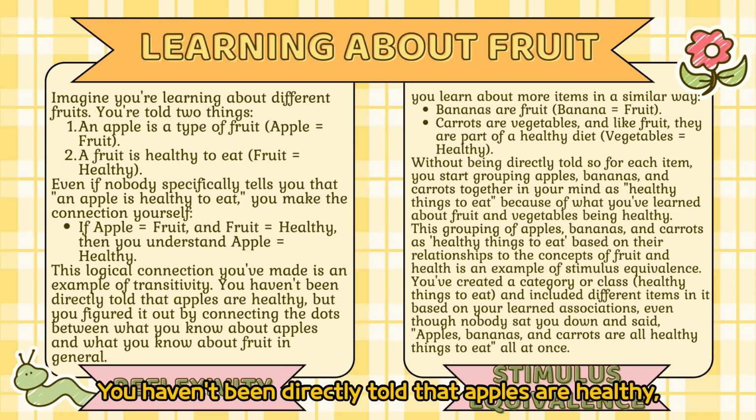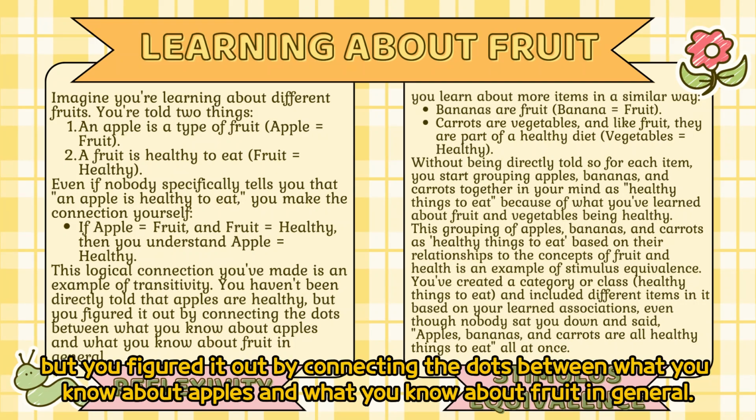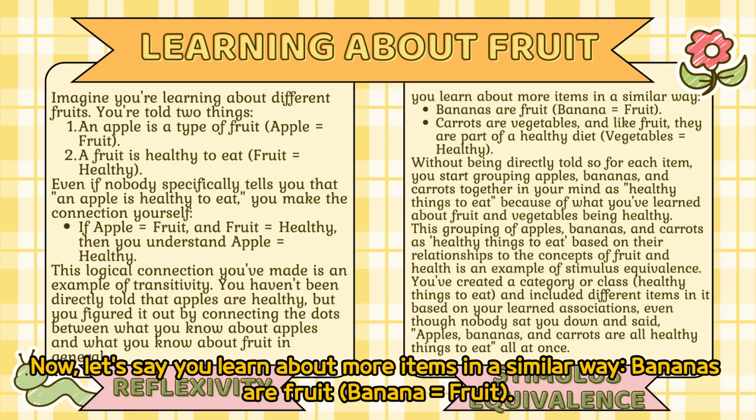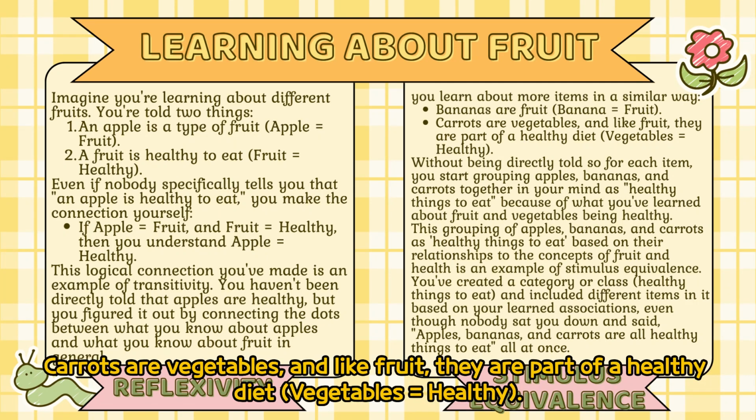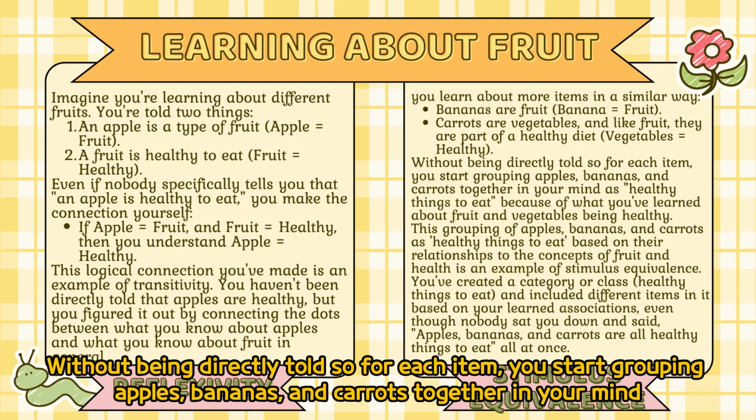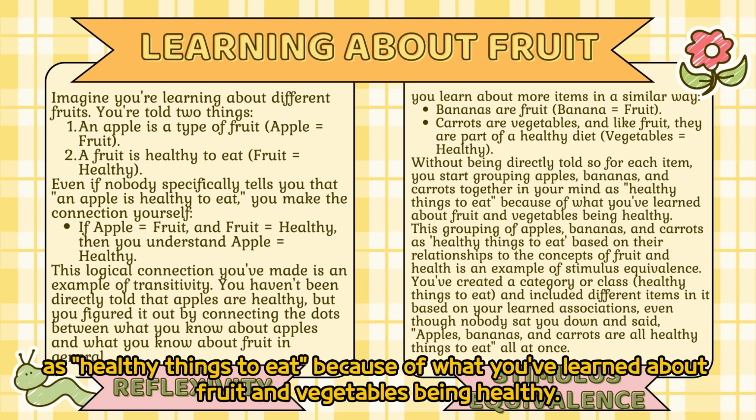You haven't been directly told that apples are healthy, but you figured it out by connecting the dots between what you know about apples and what you know about fruit in general. Now, let's say you learn about more items in a similar way. Bananas are fruit, banana equals fruit. Carrots are vegetables, and like fruit, they are part of a healthy diet. Vegetables equal healthy. Without being directly told so for each item, you start grouping apples, bananas, and carrots together in your mind as healthy things to eat because of what you've learned about fruit and vegetables being healthy.